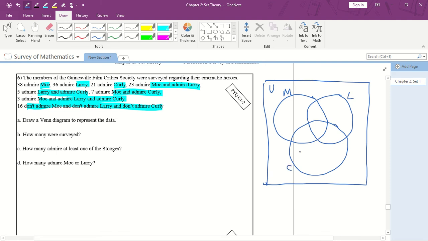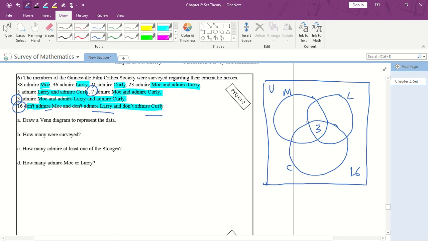So of course, we will start from the middle. But there's something interesting: it gives us the people that don't admire any of the 3. So we can use it here, 16, and I can put it on the side. And now I will start from the middle. 3 admire Moe and Larry and Curly, so I will put 3 here. 7 admire Moe and Curly.